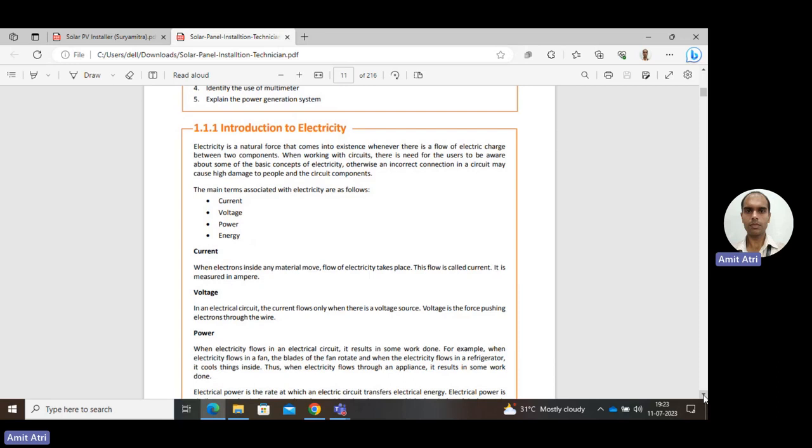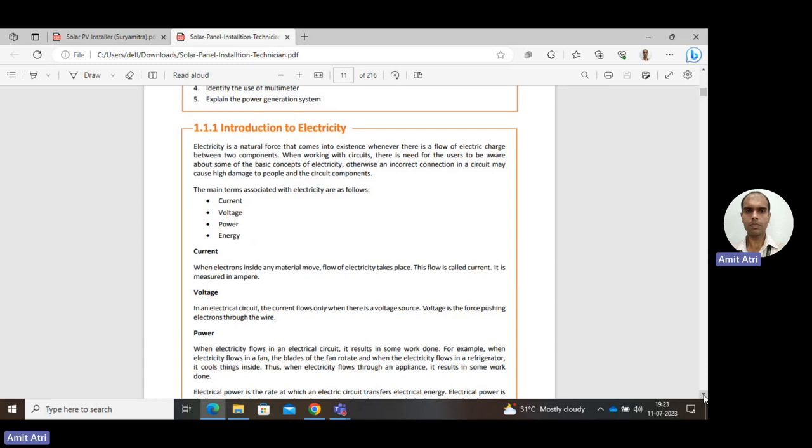Now first of all, what is electricity? Electricity is a natural force that comes into existence whenever there is a flow of electric charge between two components. When working with a circuit, what is a circuit? A circuit is a combination of some elements. Elements can be any conductor or any source. They are connected together to form a circuit. In a circuit, users need to be aware of some basic concepts: current, voltage, power, and energy.